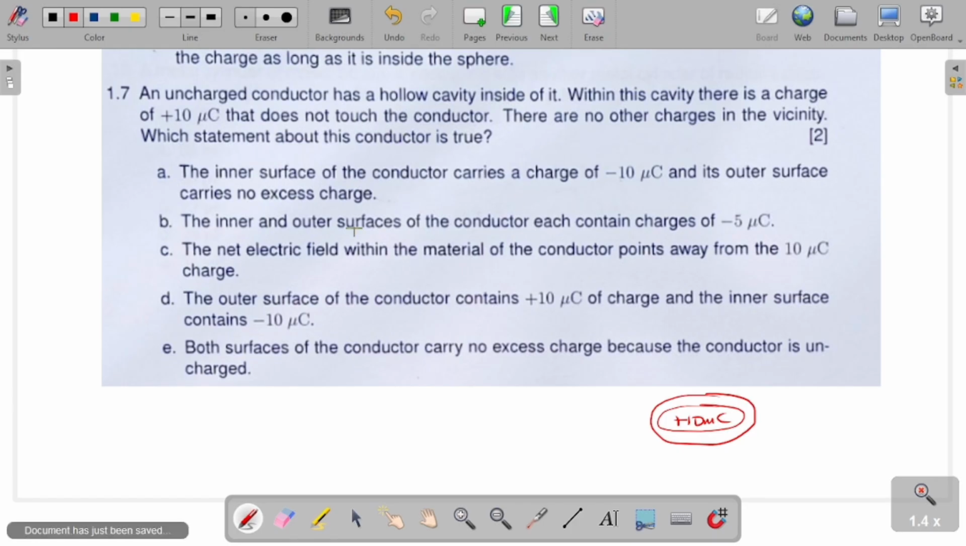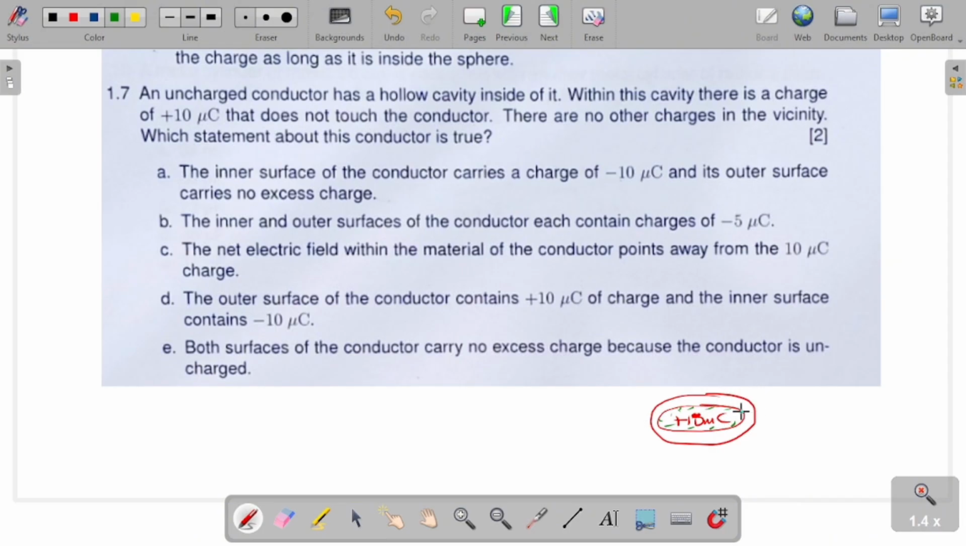Before you even answer this problem, you have to remember that if there is charge in the cavity of a conductor, this charge is going to induce an opposite charge on the walls of our conductor. It's going to induce negative ones here.